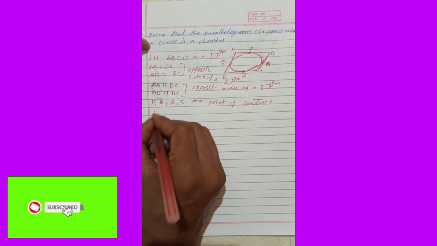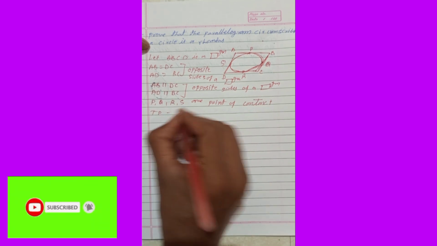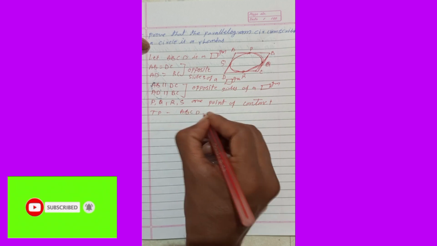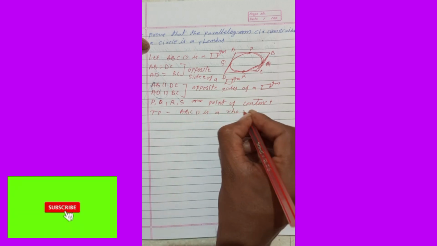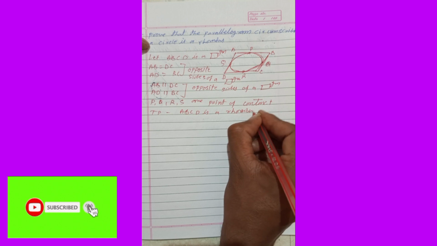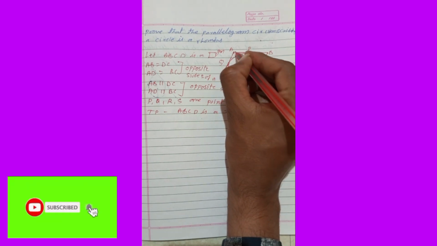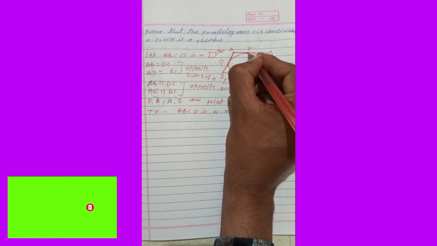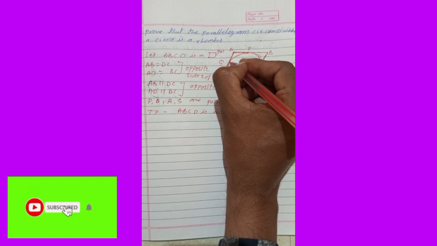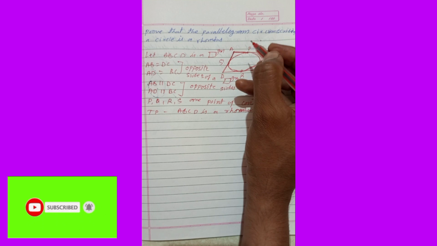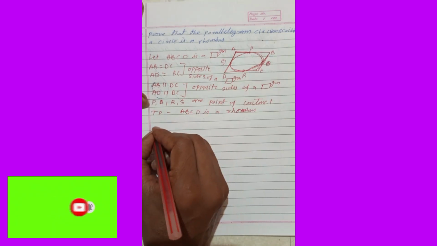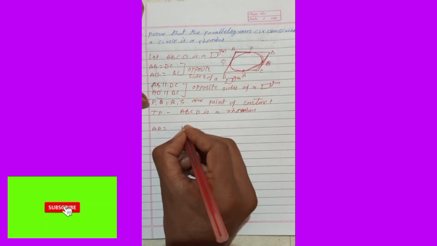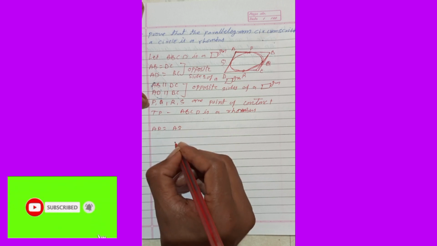Now to prove that ABCD is a rhombus, we are going to prove it. We start from point A. These are tangents. So from point A, we can write AP is equal to AS.